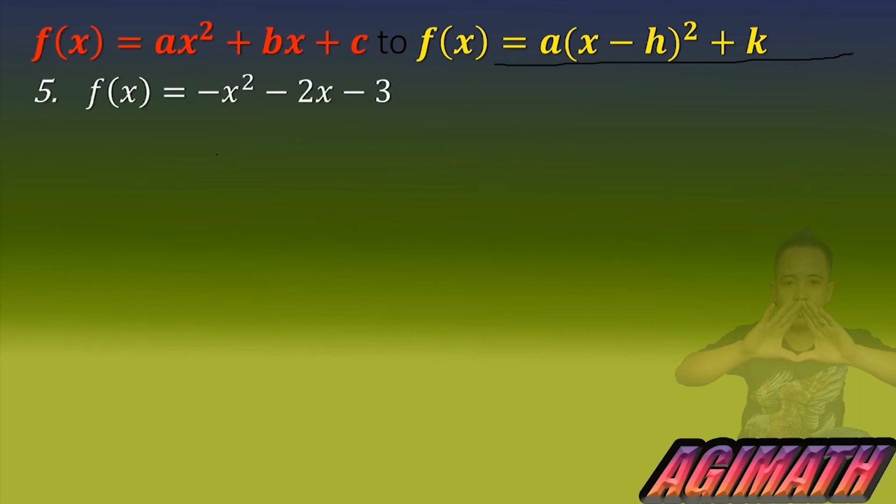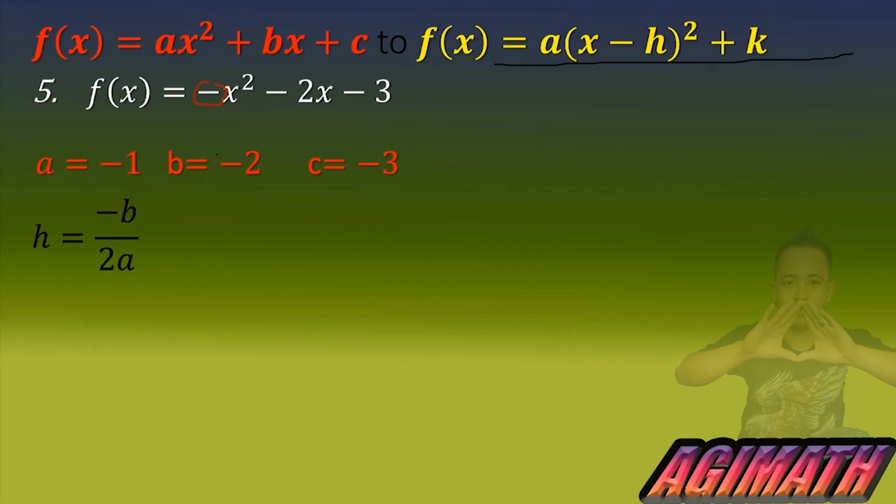F of x is equal to negative x squared minus 2x minus 3. And again, I prefer using the vertex formula, so I am going to identify the values of a, b, and c. A is equal to negative 1 because of this sign. Okay, b is equal to -2 and c is equal to -3. They are all negative. Why are you like that? You should be positive in life. Okay, they are all negative.